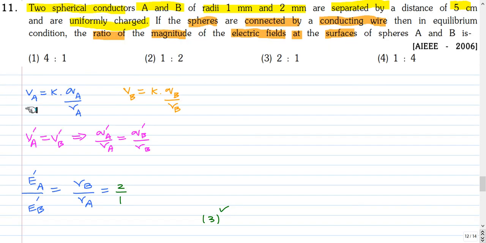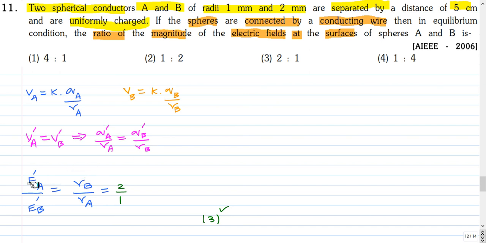So the potential of this sphere A due to the charge QA present in it is KQA by RA. Here we are assuming that the charge is uniformly distributed, and that's given in the question. Similarly, the potential of the spherical conductor B is K into its charge QB divided by its radius RB. And once they are connected by a conducting wire, the potentials will become equal, and there will be redistribution of charges, and let the charges be QA prime and QB prime, but the potentials will become equal because they are connected by a conducting wire. So in that case, QA prime by RA will be equal to QB prime by RB.